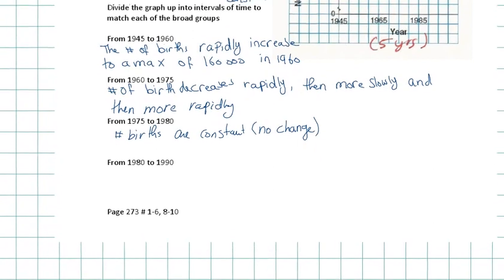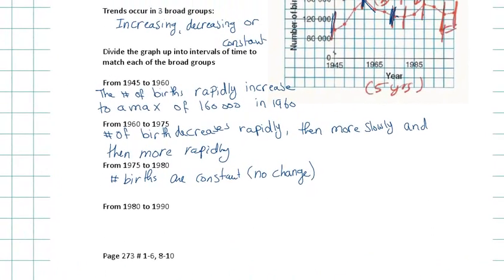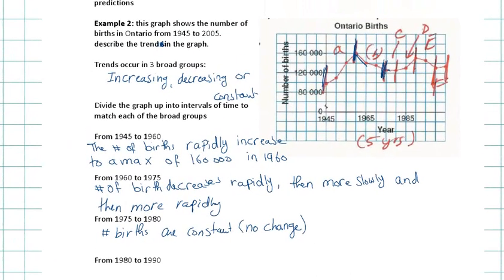How about between 1980 and 1990? Increase. Can you describe the increase for me? Slowly at the beginning, right? It barely increased at the beginning between 1980 and 1985, but then we see a jump, right? A rapid increase between 1985 and 1990.